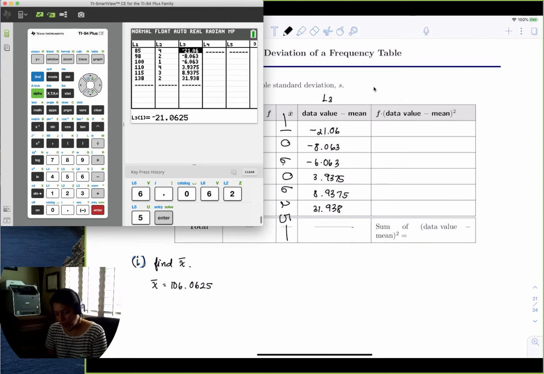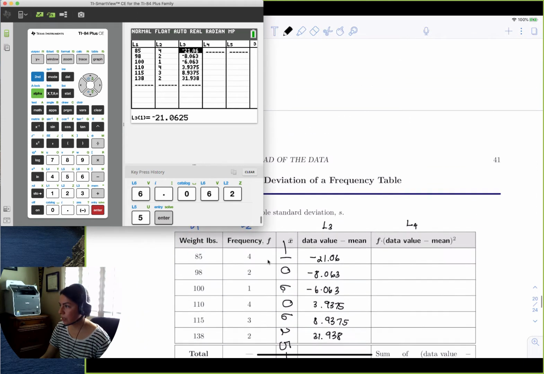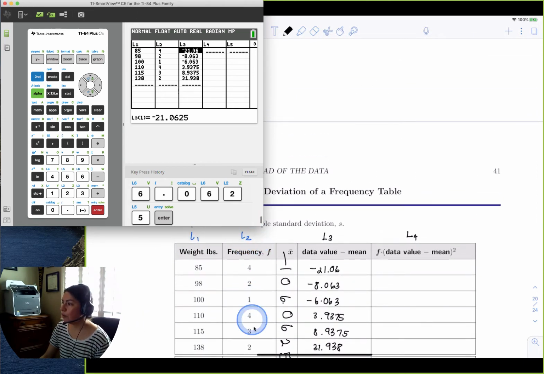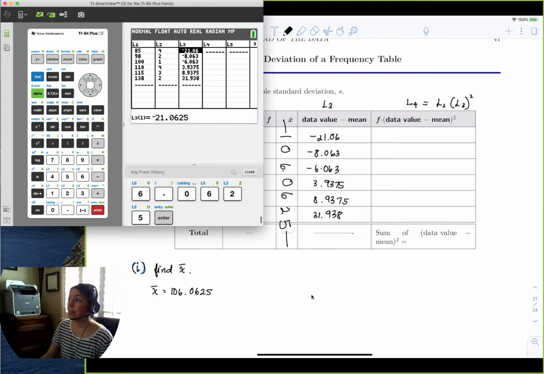Okay, now what I want to do in list 4 is take the L2, this L2 column of the frequency, and multiply it by L3 and square it. So I'm going to take L3, which is the data value minus the mean, and square it, and multiply it by the frequency list, which is L2. So this is going to be L2 times L3 squared, and that's what you're going to enter in list 4.